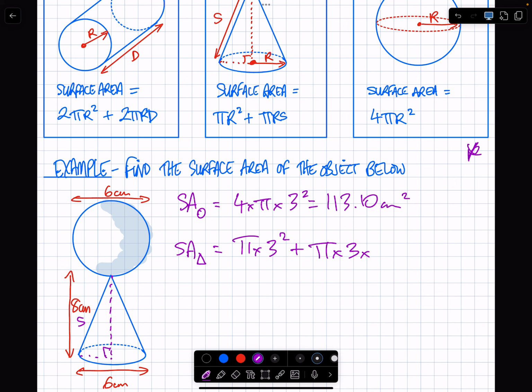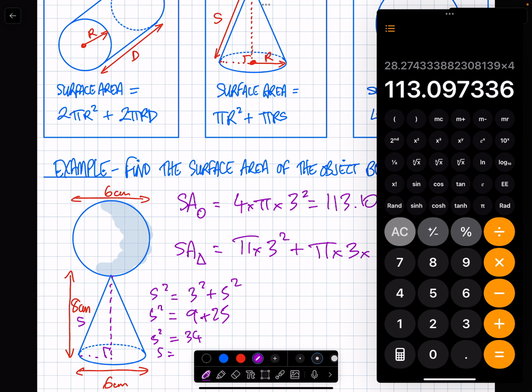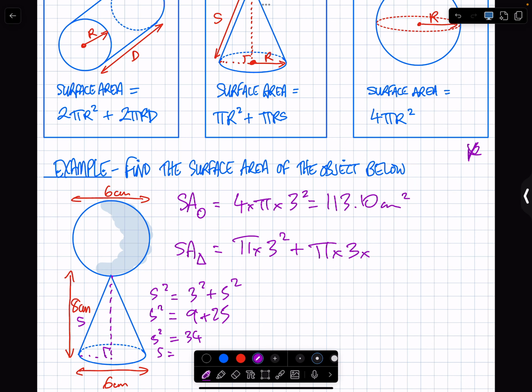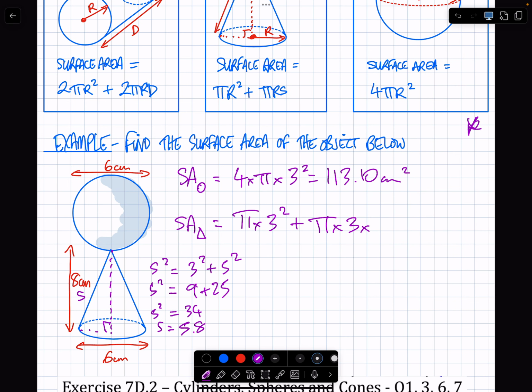Let's call that S. S squared equals 3 squared plus 5 squared. S squared is equal to 9 plus 25. S squared is 34. S is going to be the square root of 34, which is 5.83 rounded, in centimeters to 2 decimal points.